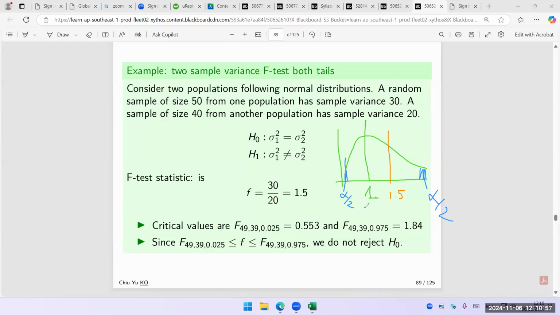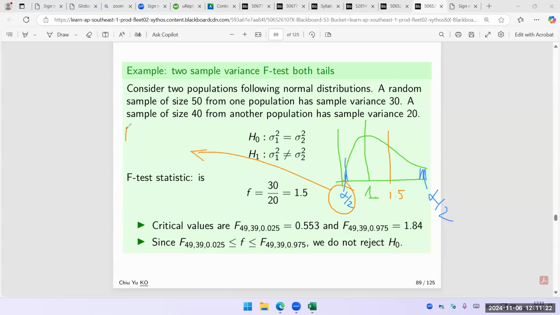Same thing, there's nothing new there. We follow the procedure again. The only troublesome part is that this is not symmetric, so you need to check 2 numbers. How do we check? Remember the data we have is 50 and 40, so just use the Excel function.